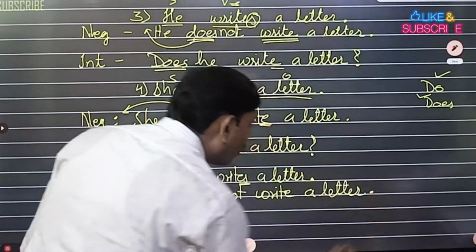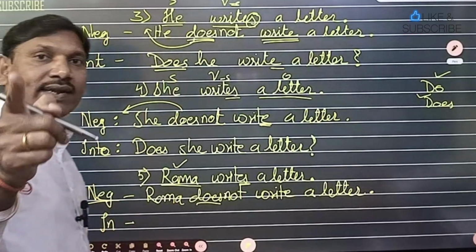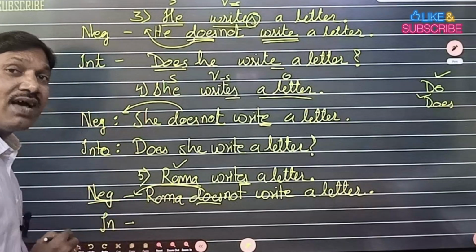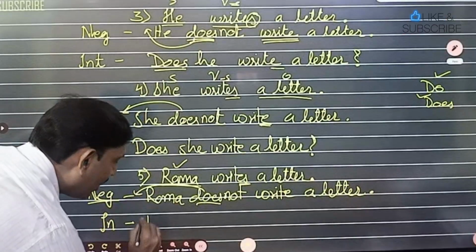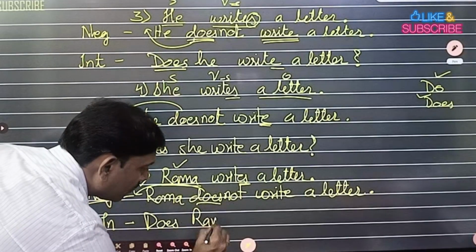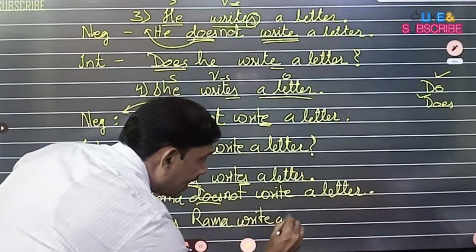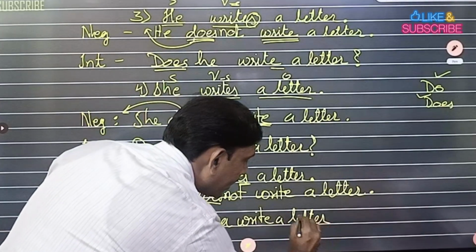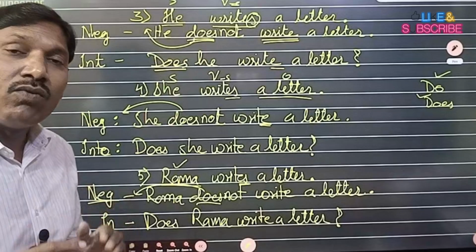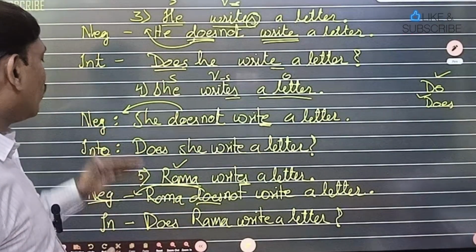Okay, now how to make it interrogative, students? Interrogative, how to make it? You can do it and type in the comment section. Just invert does, bring it in front of the subject. So does Rama write a letter? Okay, and put a question mark. Okay, so I hope you have understood this much. Furthermore, we will take a few more examples, and then try to understand.